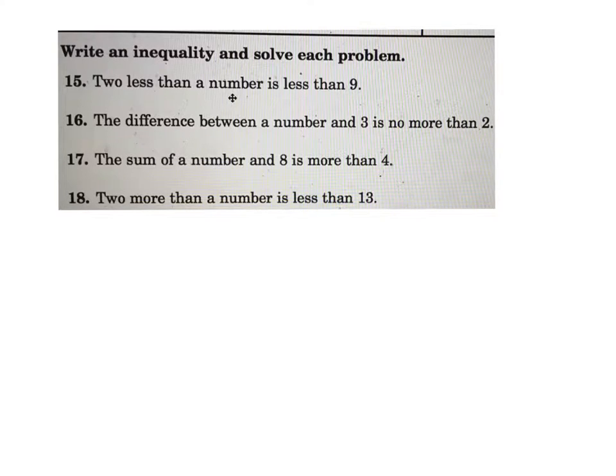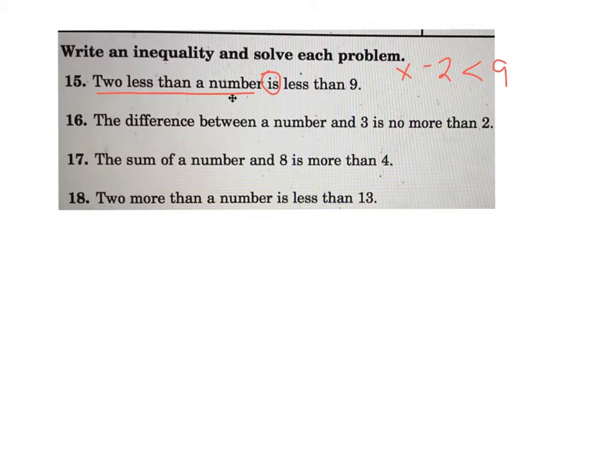All right, so the trick to writing inequalities, look for the word is, because that's going to be where the inequality symbol is. All right, so for number 15, I have the word is, and then it says is less than. So whatever we have is going to be less than 9. Now I say 2 less than a number. I don't know what the number is, so that's going to be x, and 2 less than that is going to be taking 2 away from that number, right?